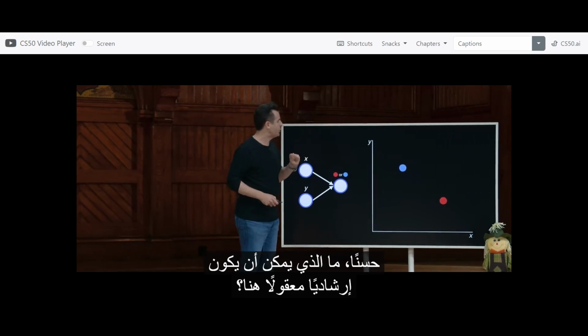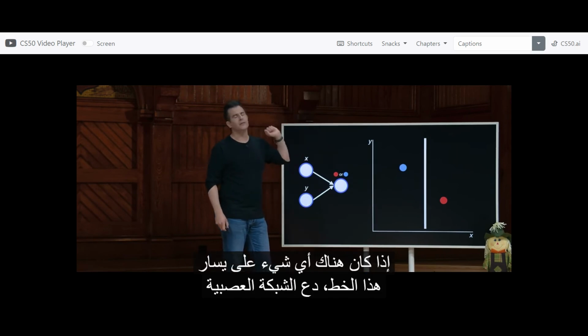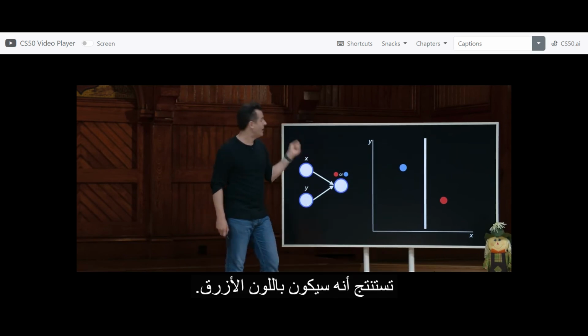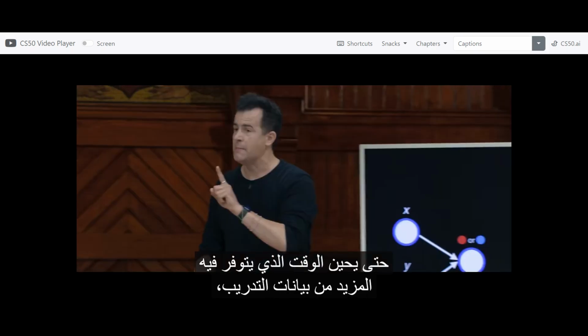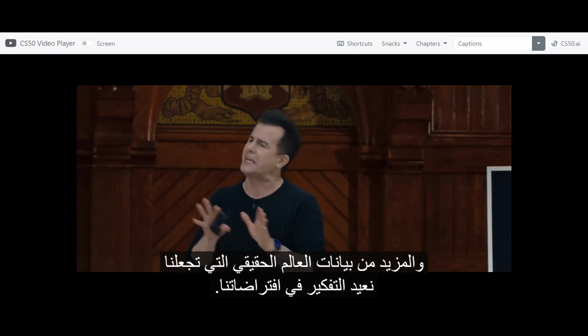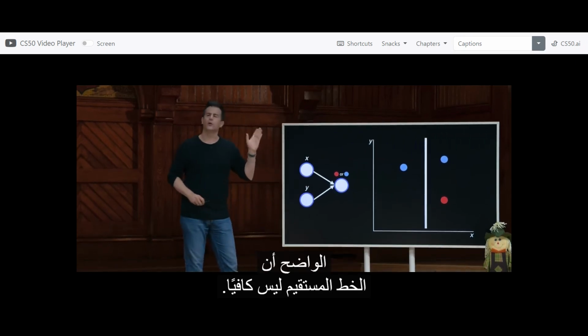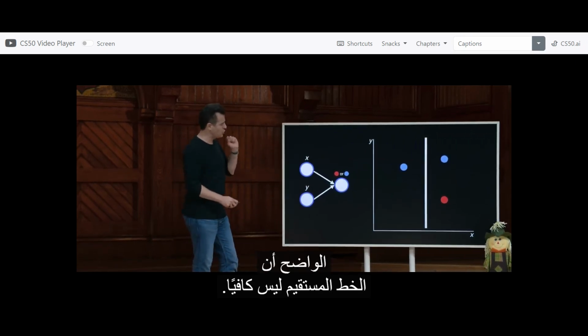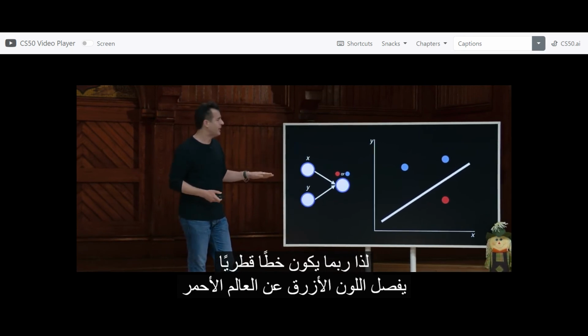Well, what might be a reasonable heuristic here? Honestly, this is probably a first approximation that's pretty good. If anything's to the left of that line, let the neural network conclude that it's going to be blue. And if it's to the right of the line, let it conclude that it's going to be red. Until such time as there's more training data, more real world data that gets us to rethink our assumptions. So for instance, if there's a third dot there, clearly a straight line is not sufficient. So maybe it's more of a diagonal line that splits the blue from the red world here.